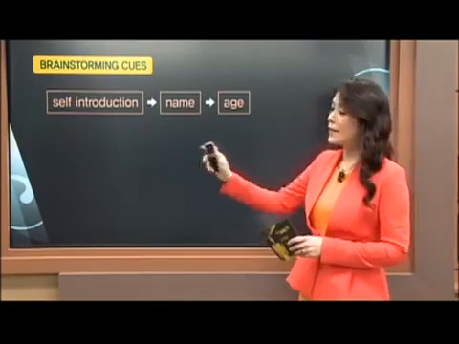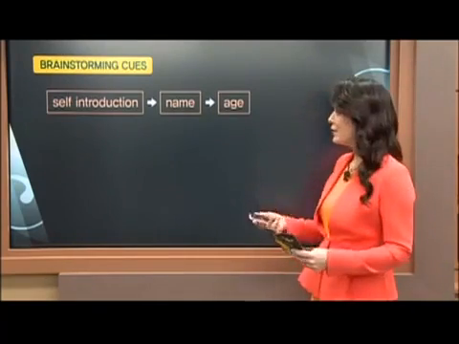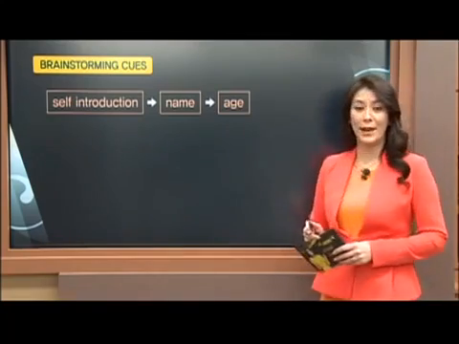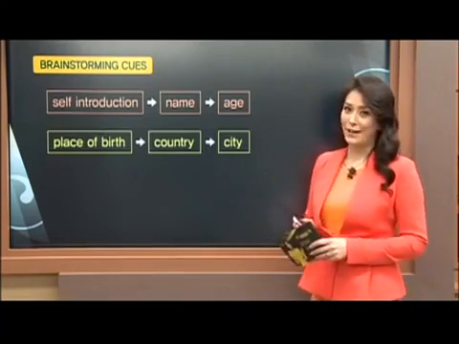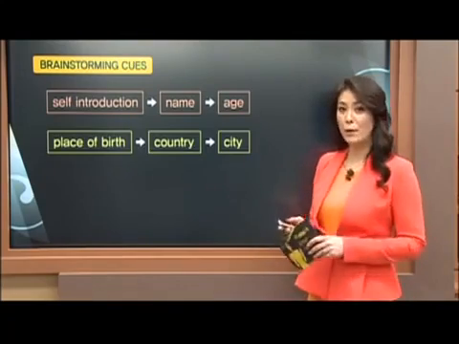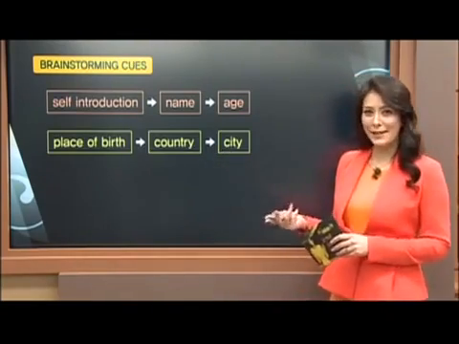So once again, when you are talking about yourself, you can begin very, very comfortably and naturally by telling the person your name. And then perhaps you can talk about your age as well. What else can we talk about when we are giving a self-introduction? You can talk about your place of birth, meaning where you were born. You can mention the country, the city, the town, the village, anything you want to.